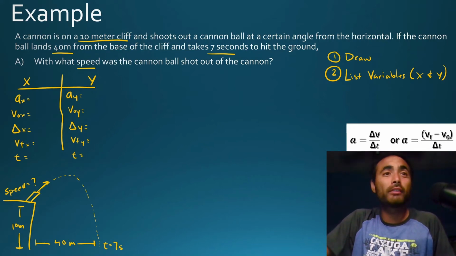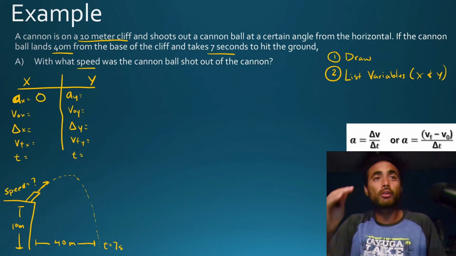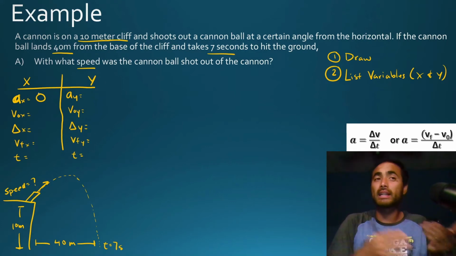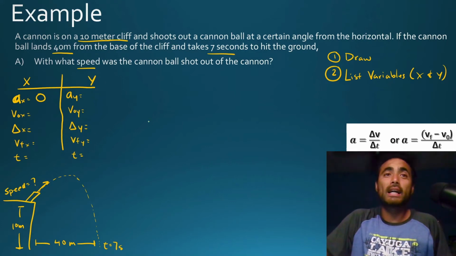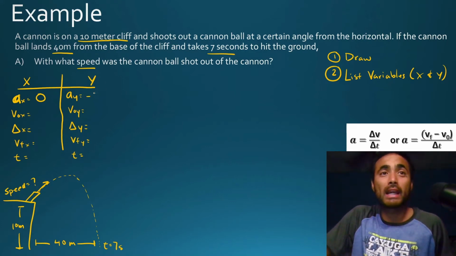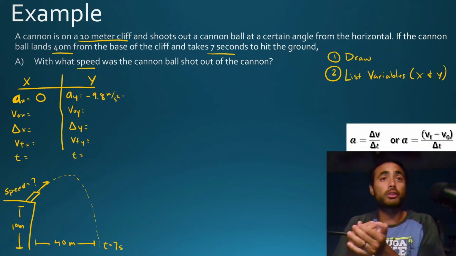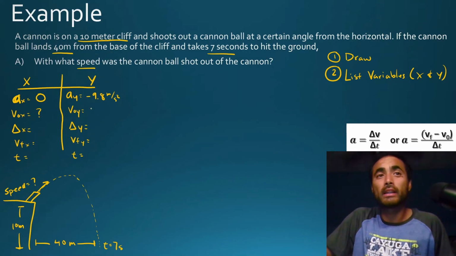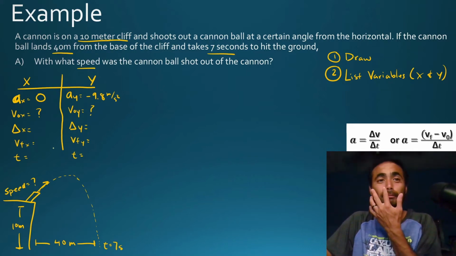I personally love starting out with acceleration because it's almost always the same. In the X direction, it's pretty much always 0 because we're not talking about air resistance, so it's not going to slow down in the X direction. It's not going to speed up in the X direction. Acceleration Y, almost always the same, negative 9.8 meters per second squared, or negative 10, whatever your teacher uses. Velocity initial in the X, that's kind of what we're looking for. We're trying to find how fast it is going in the X and Y direction at the beginning.